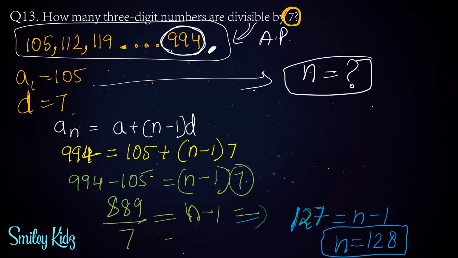That means there are 128 terms or 3-digit numbers that are divisible by 7. Okay, always remember: how many terms, which term, that means you're going to find out the value of n.